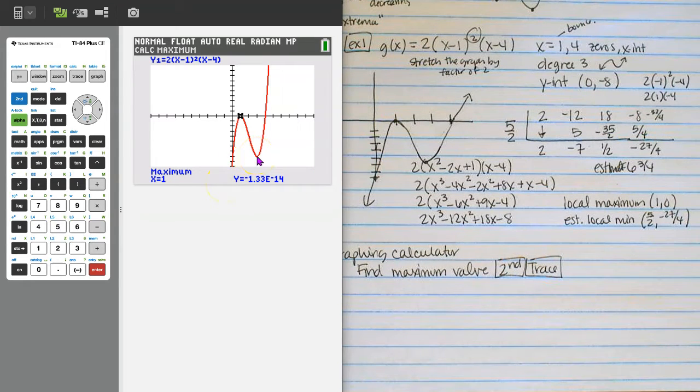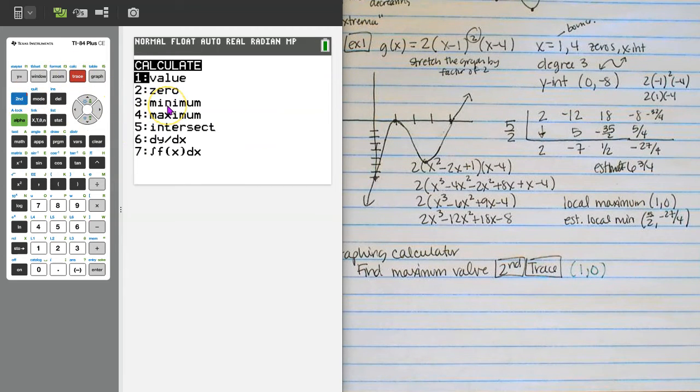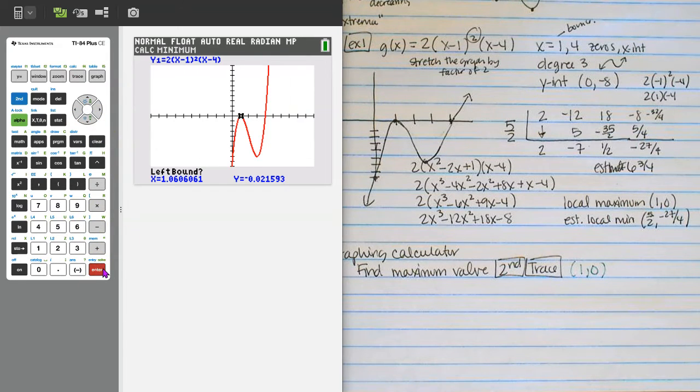Let's find the minimum. So again, we use second trace. I'm going to still put 1, 0 here. If we go second and then the trace button, this time we're going to choose 3 for minimum, or you can arrow down, either way. And again, we have to be on the left of it. So I'm looking for this point, the minimum point. It tells me minimum is what I'm looking for, so I won't forget. I want to be on the left of it because that's what the question is. I hit enter. Now I need you to move to the right of it and hit enter. And it's made these two lines. It's looking for a minimum value in between them. I can hit enter and it will find it.